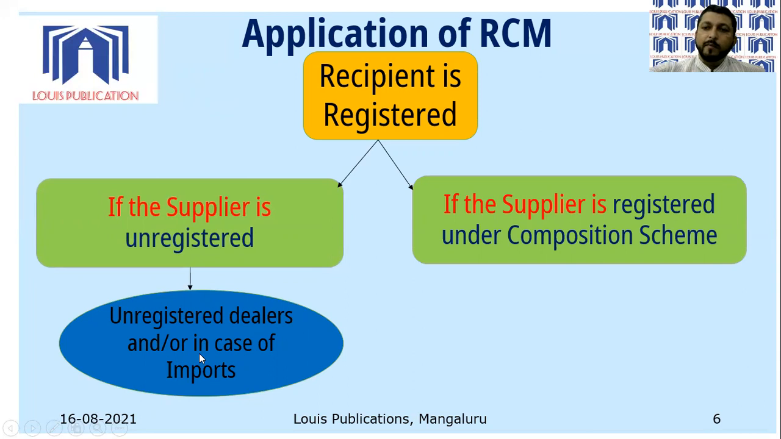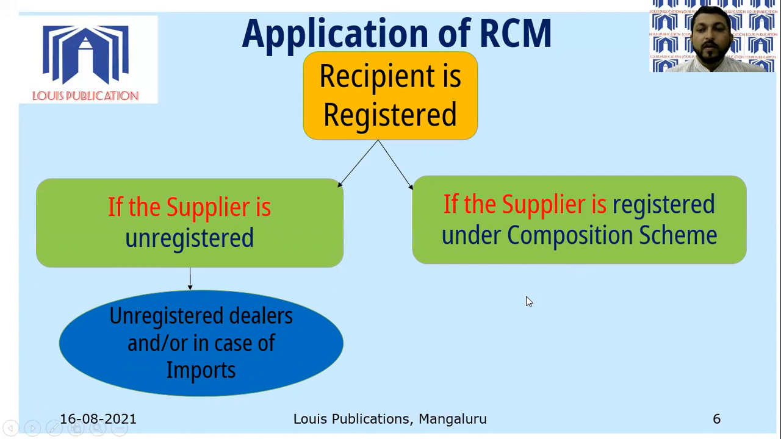Let's say, for example, I am importing goods from London. It's an interstate transaction. The exporter in London need not register under the Indian tax laws, so need not register under GST. But the recipient, the one who is importing the goods, suppose I am registered under GST, I am liable to pay IGST to the central government. So either an unregistered dealer or in case of imports, we will be discussing that. We'll take examples. The second part is the supplier registered under the composition scheme.